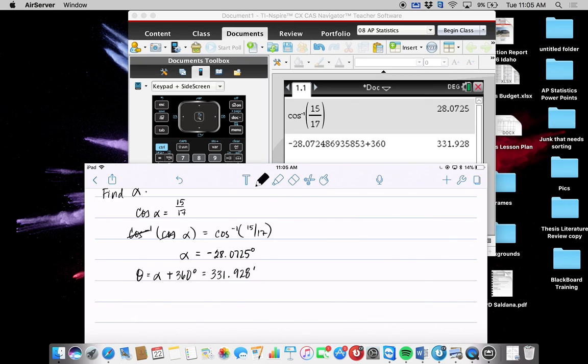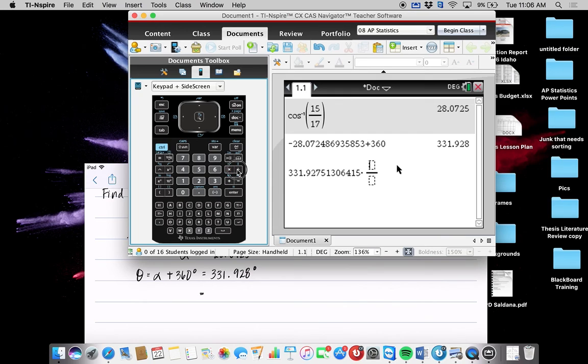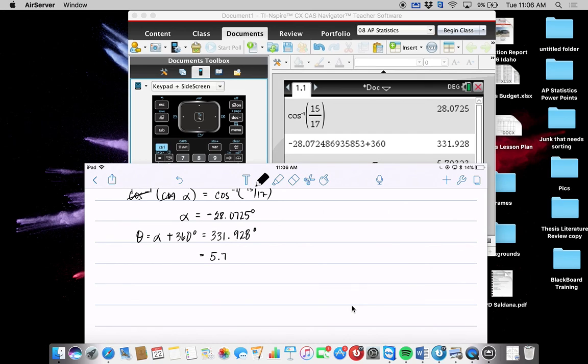331.928 degrees. Now, if we want it in radians, remember all you have to do is multiply the degrees by pi over 180. Pi is down here, if you remember. Make sure to press Control Enter, and you get your radian value of 5.79323, which is in radians. It's understood that if it doesn't have a degree sign, it's in radians. So that's one example.